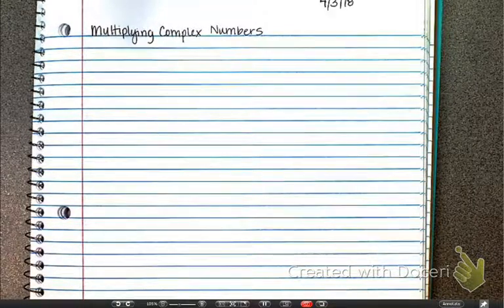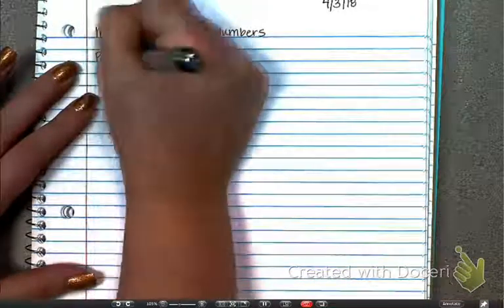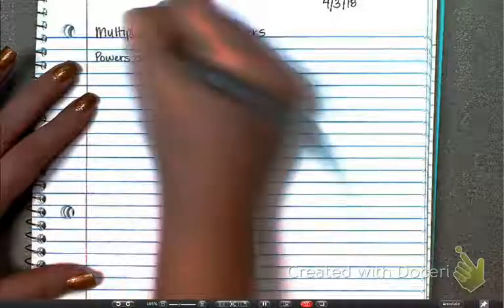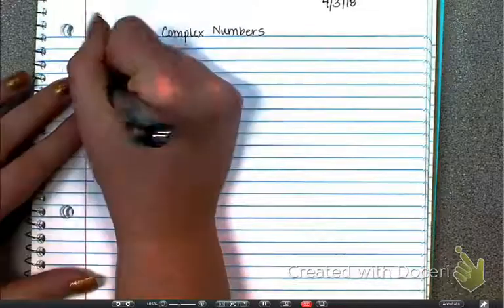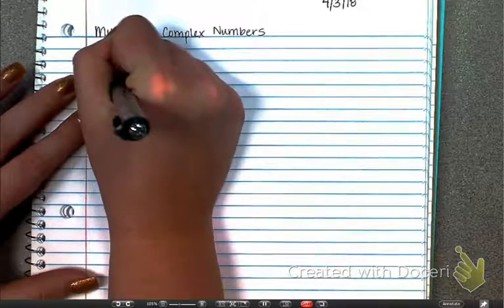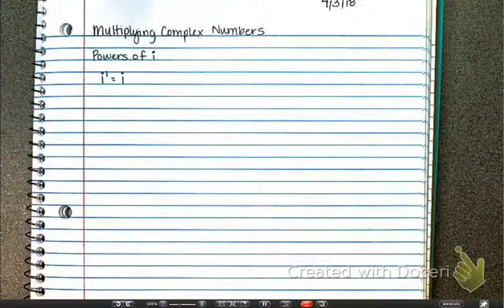So we need to talk about powers of i. Because as we multiply, like if you multiply x times x, you get what? x squared. So that's going to happen with i, but something fancy happens with these imaginary numbers. So i to the first power is just i. That should make sense, right? Because x to the first power is just x.